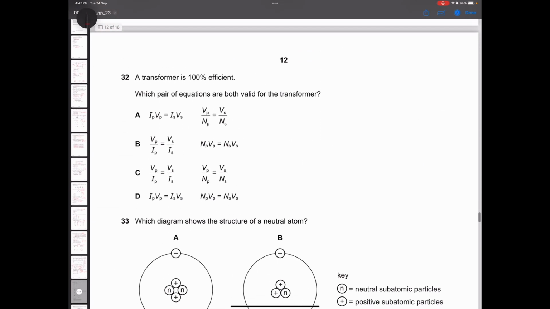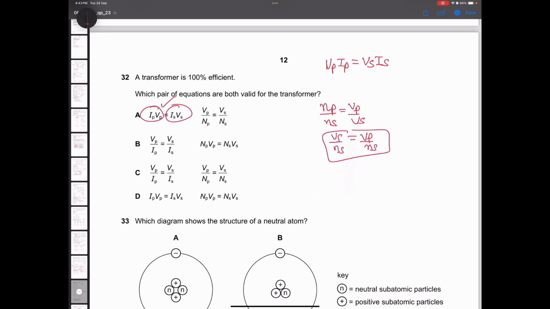Now, 100% efficient transformer, we know the formula that Vp Ip is equal to Vs Is. So Vp Ip is equal to Vs Is. This is the 100% efficient transformer formula. Then the general formula that Np over Ns is equal to Vp over Vs. So we can say Vp over Np is equal to Vs over Ns. Right? Both of them are the same thing. So option A is the correct one.